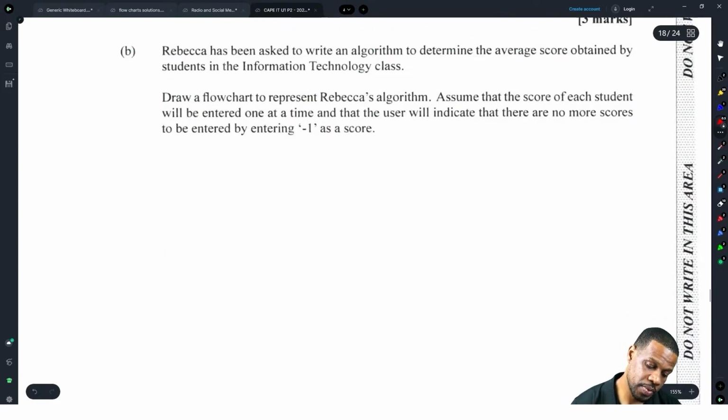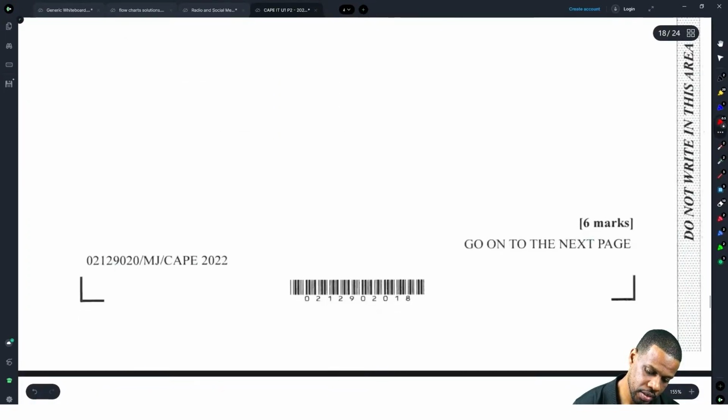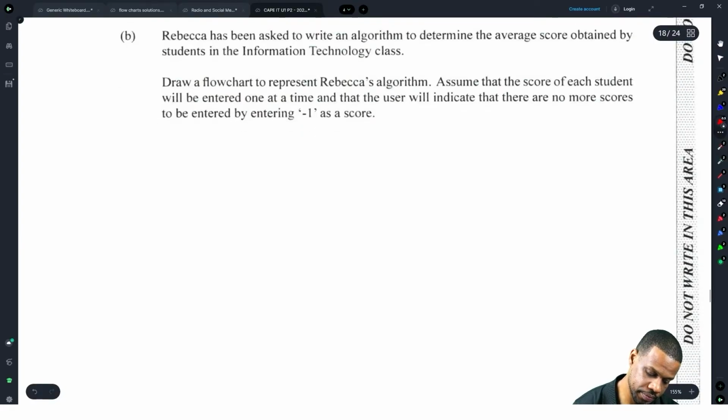Rebecca has been asked to write an algorithm to determine the average score obtained by students in an information technology class. Draw a flowchart to represent Rebecca's algorithm for the average score. Wow, 6 marks. Okay, start. They said to draw the algorithm, but I'm going to write it out first because that will make it easier for me.